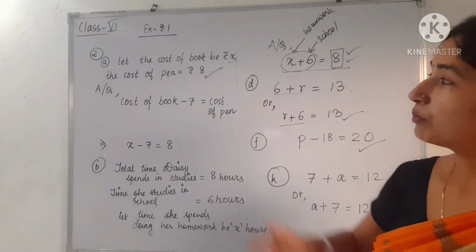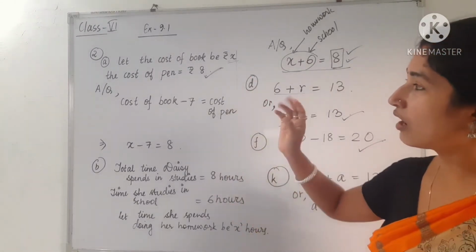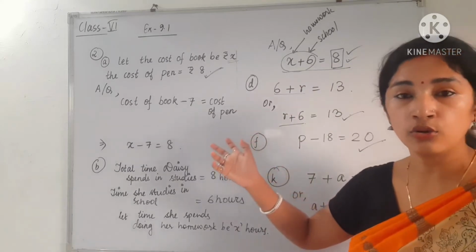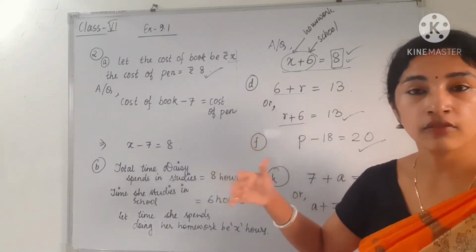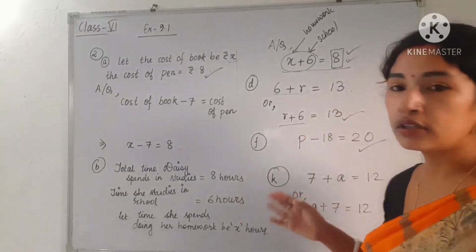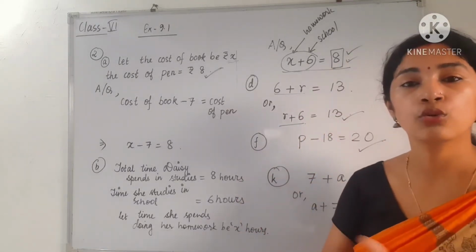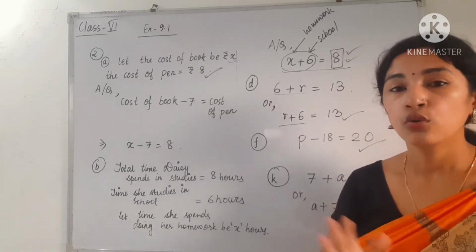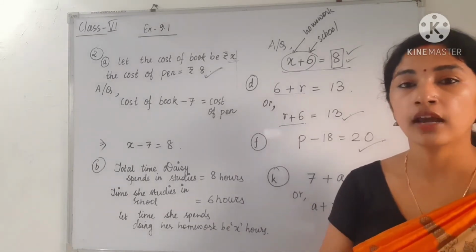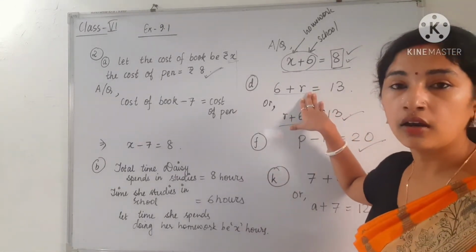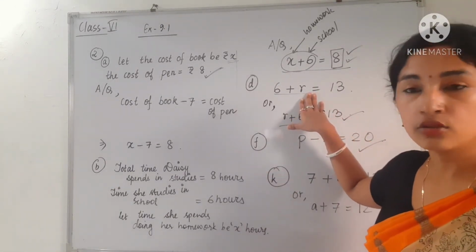So see, in the previous question in A and B, we wrote: let the cost of the book be rupees x. That means the unknown which is not given, we are taking as an alphabet. But in these cases, we are not taking any alphabet, because in the question the alphabet is already given. So no need to take any alphabet, just put that alphabet in the algebraic equation according to the conditions.